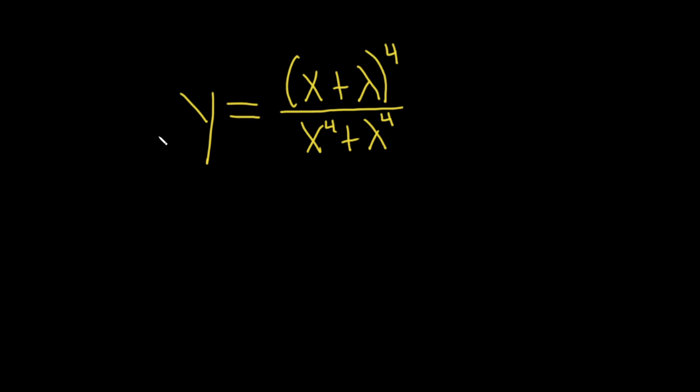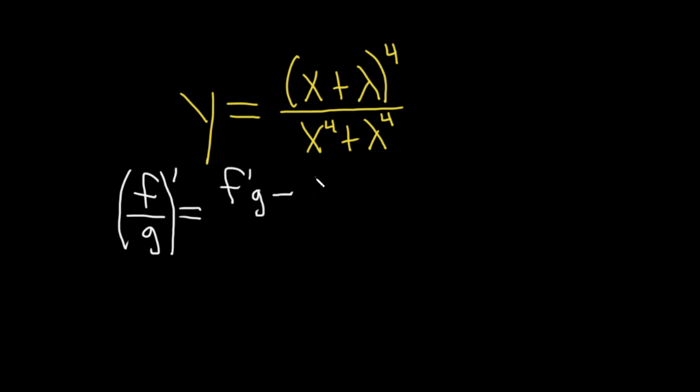Hi, in this problem we're going to find the derivative of this function. So because we have a quotient, we're going to use the quotient rule. Recall that the quotient rule says if you have a function f divided by a function g and you want to take the derivative, what you want to do is think of f as your top function and g as your bottom function. So it's the derivative of the top times the bottom minus the top times the derivative of the bottom, all divided by the bottom one squared.